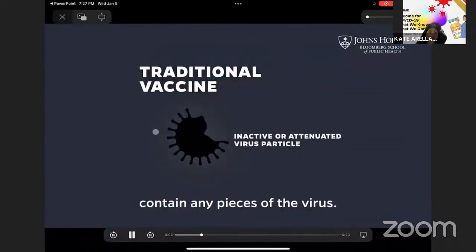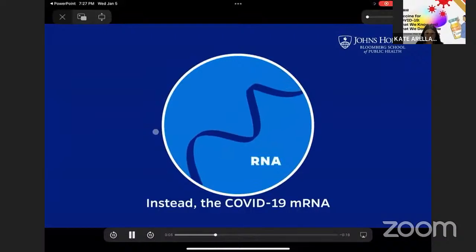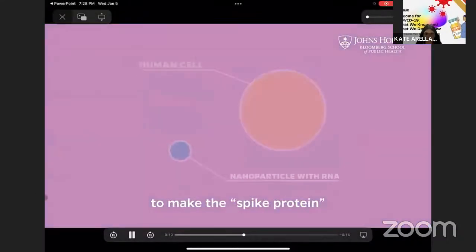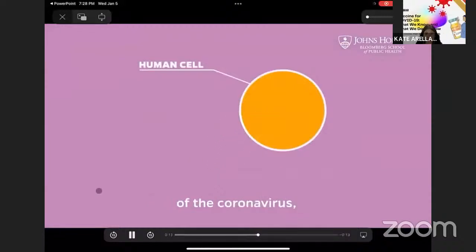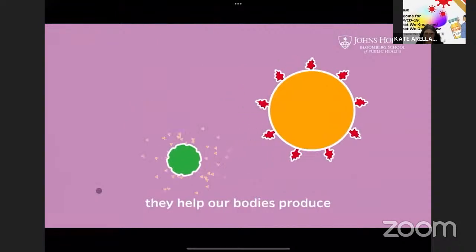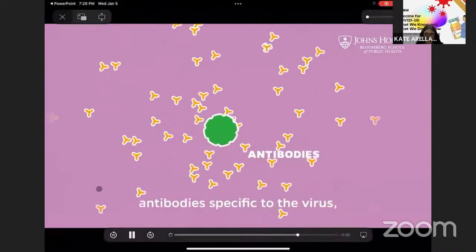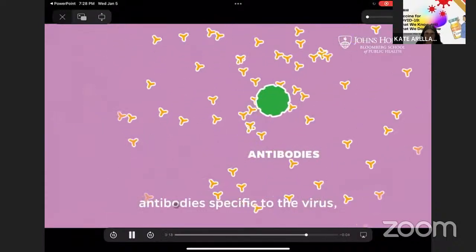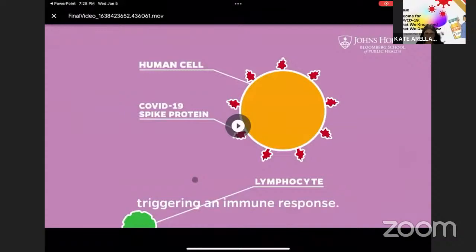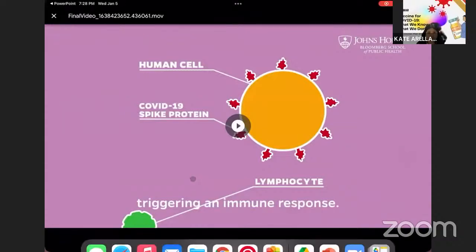mRNA vaccines do not contain any pieces of the virus. Instead, the COVID-19 mRNA vaccine teaches our own cells to make the so-called spike protein found on the surface of the coronavirus, triggering an immune response. In short, they help our bodies produce antibodies specific to the virus, along with T cells that also confer immunity. That sounds great, right?